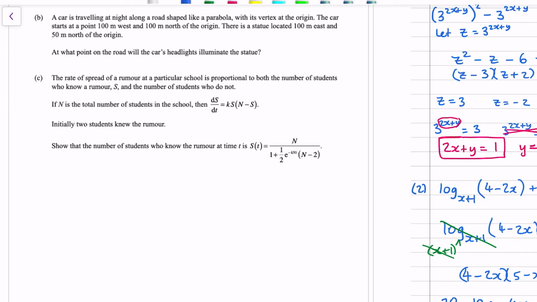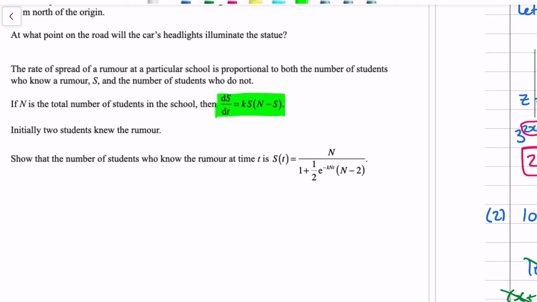So if we look at that differential equation here, if S is large, so if lots of people know it, then that kS factor is going to be big, and therefore dS/dt goes up. But the N minus S factor means if S gets bigger, N minus S gets smaller, and so it actually competes. It's like the people who know it and the people who don't are both affecting the rate. It gets to a point where heaps of people know it, and so the rumour doesn't spread much. And this is the same with disease spreading as well.